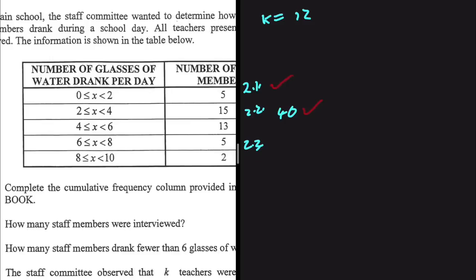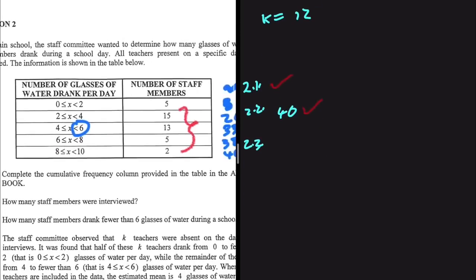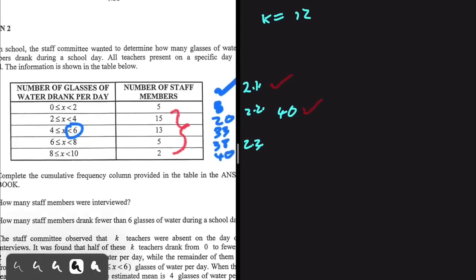So in this line, we have fewer than 6, right? As this is less than 6 and not less than or equal to. So the people who drank fewer than 6 is 13 plus 15 plus 5. Those are the people that drank fewer than 6 glasses of water in a day. So 15 plus 13, 13 minus 2 is 28, okay? 28 plus 5, so we have 33.